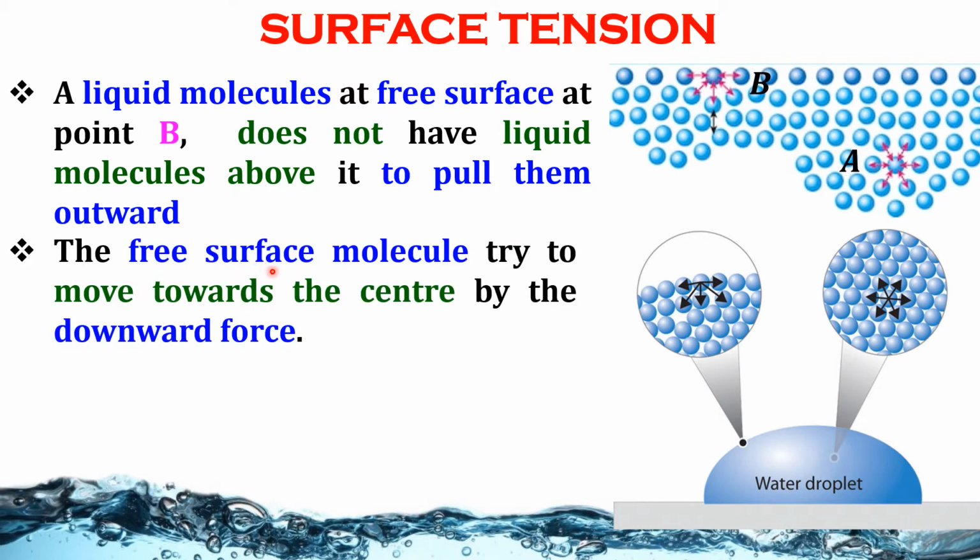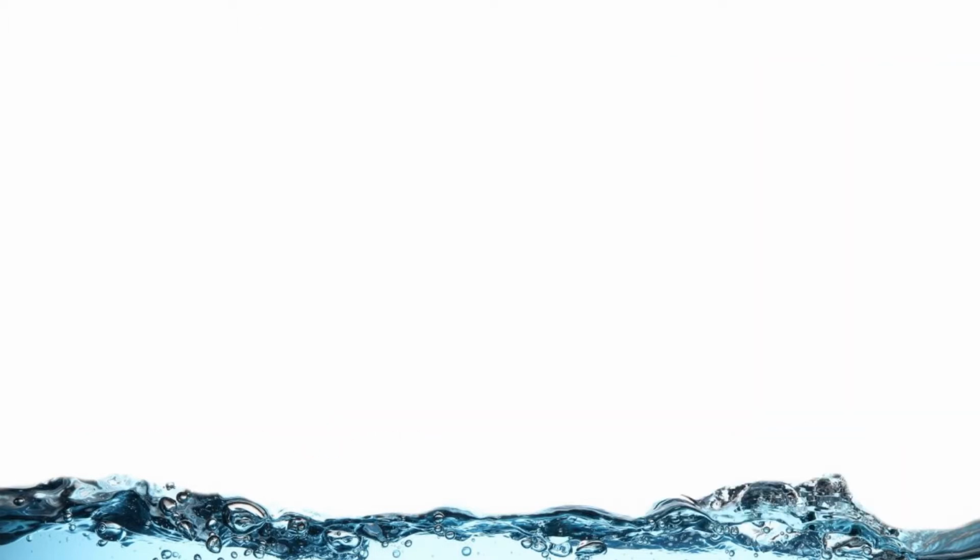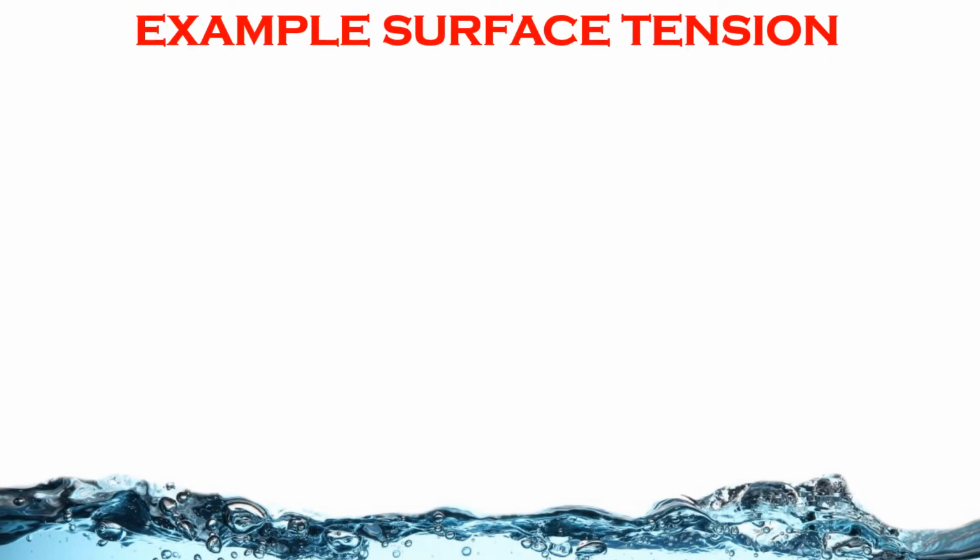Next, the free surface tries to move towards the center by a downward force. This molecule doesn't have an equilibrium force because it experiences force only from its sides and bottom, and it has no force on its top to maintain its equilibrium position. Therefore, this molecule always has a tendency to move in the downward direction. The force on the liquid surface is normal to the liquid surface. Next, we are going to see examples of surface tension.